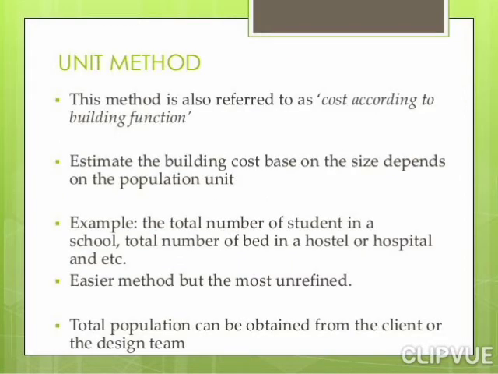Unit method. This method is also referred to as cost according to building function. It estimates the building cost based on size, depending on the population unit. For example, the total number of students in a school, or the total number of beds in a hospital, and so on. It is an easier method but the most unrefined. Total population can be obtained from the client or from the design team.